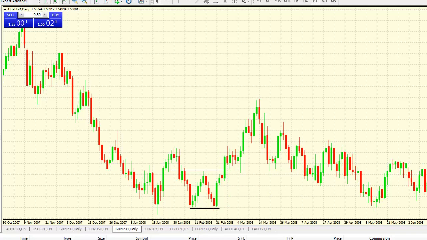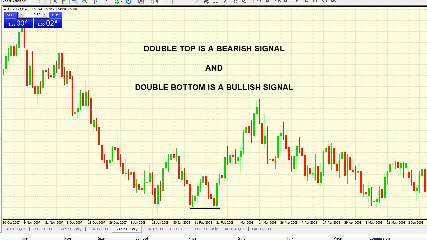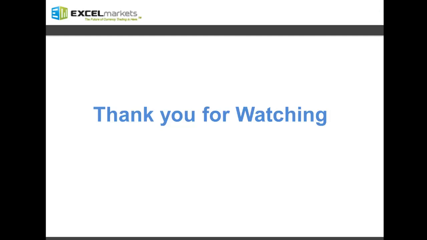trade positions. A double top pattern acts as a bearish signal, while a double bottom acts as a bullish signal. With this, we come to an end of this tutorial on the double top and double bottom formations.